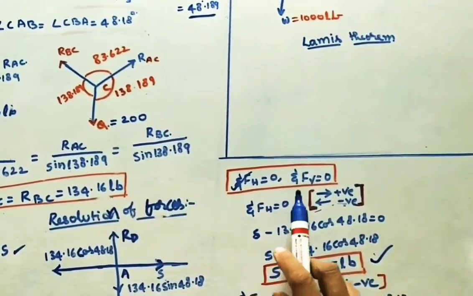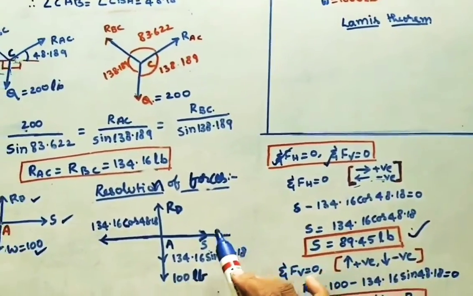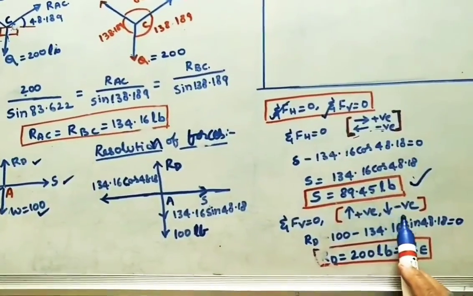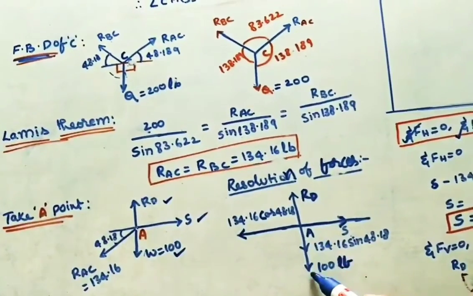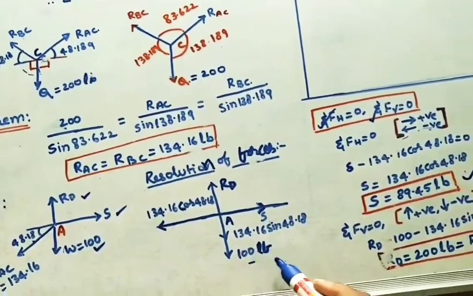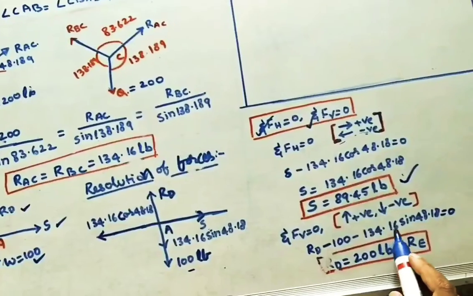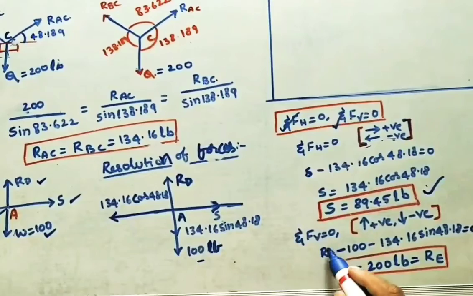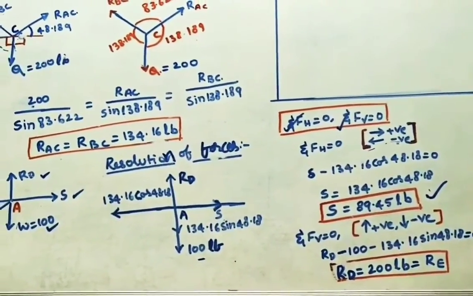Now apply the next condition. Sigma FV is 0. All vertical unbalanced forces should be 0. What is the first vertical force? RD. So I took RD. Upward is positive, downward is negative. RD I took positive. The next two vertical components are in the downward direction. Minus will come for downward. Minus 100, minus 134.16 sine of 48.18, is equal to 0. By using a calculator we can find RD here. We will get RD equal to 200 lb.